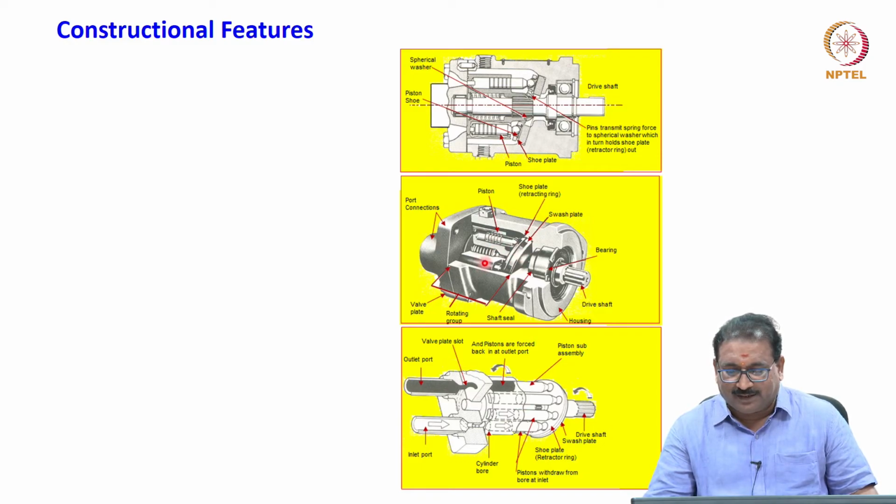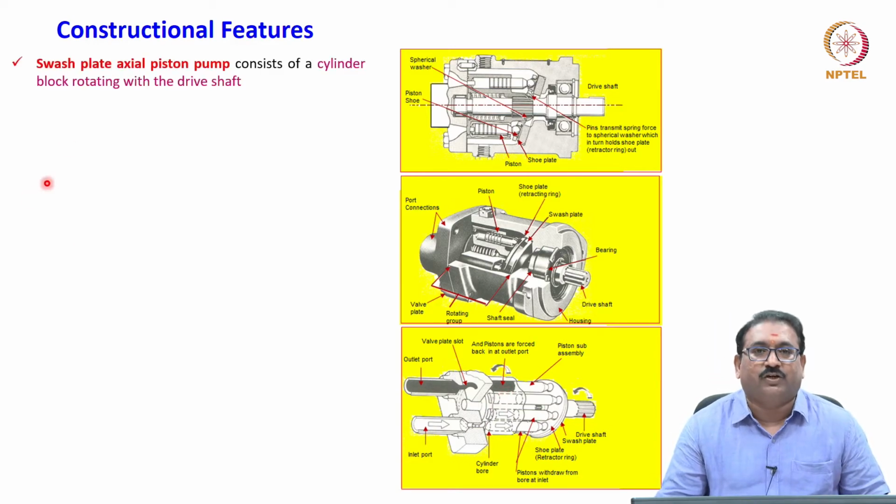These are the pistons, but you will understand the drive shaft axis and cylinders are on the same line. But the piston rods and shoes are on the shoe plate. It is also known as the retracting ring. You will see here, I have marked the inlet and outlet. This is the swash plate, drive shaft, cylinder block. Let us see the construction.